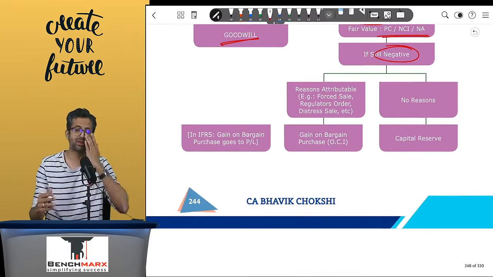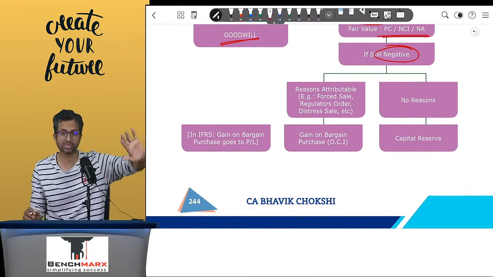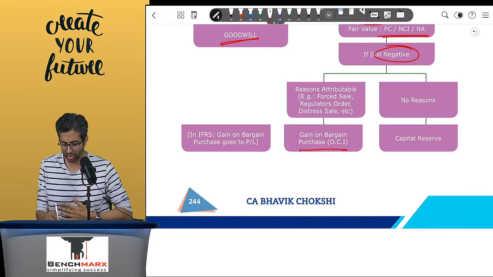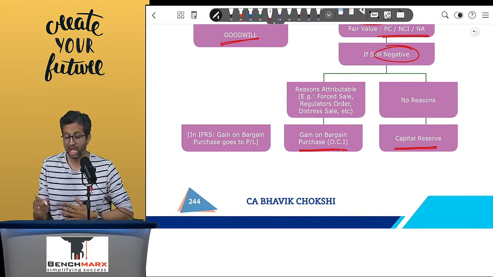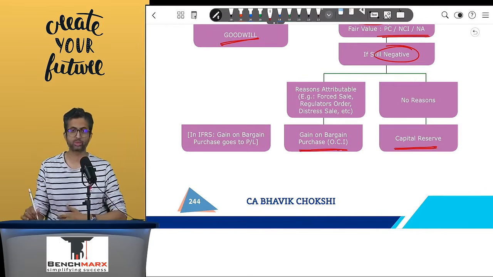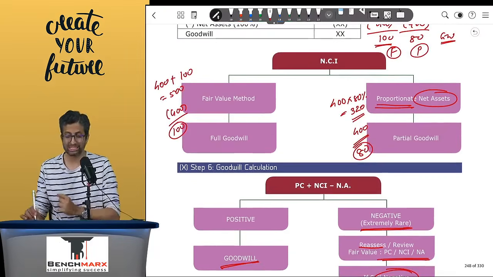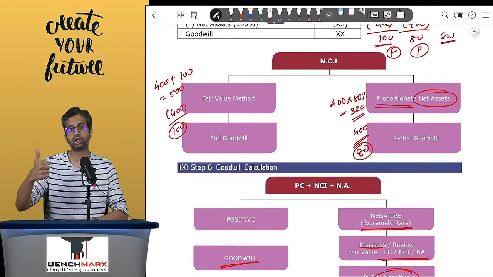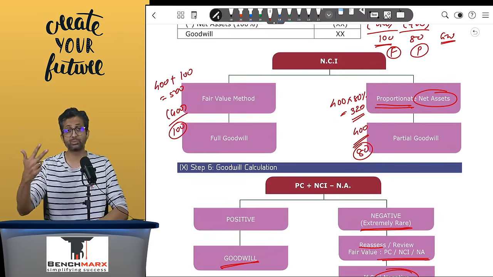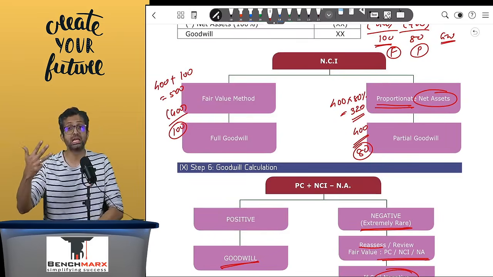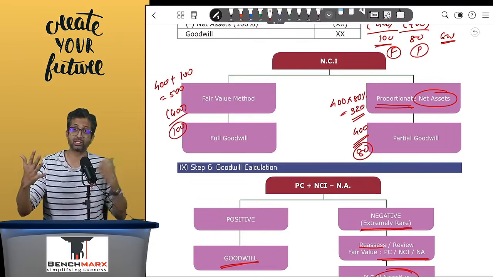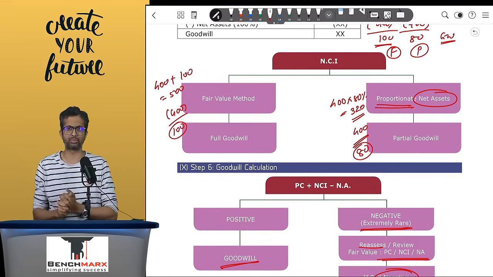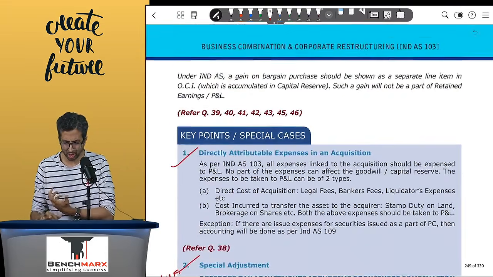Just for knowledge, IFRS has a slightly different treatment. So at this point there is a carve out, but we are not studying IFRS, so we will not go into that over here. This is gain on bargain purchase in OCI, and if there are no reasons attributable, this will go to the capital reserve. So these are your 6 steps of business combination accounting. Step 1, acquirer. Step 2, acquisition date. Step 3, PC. Step 4, net assets. Step 5, NCI, one of the 2 methods. And again, step 6, which is goodwill or gain on bargain purchase, gain or capital reserve as the case may be. So these are your various cases.